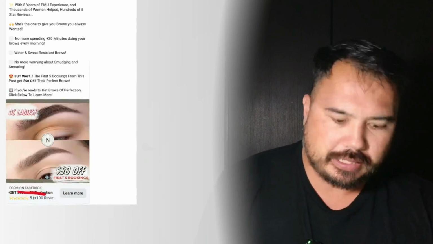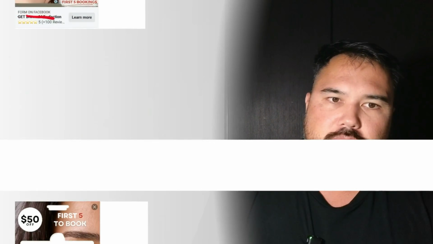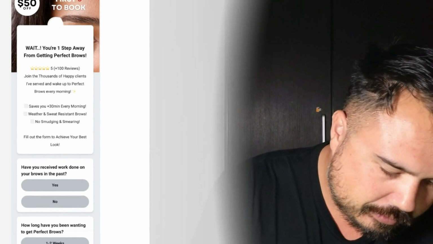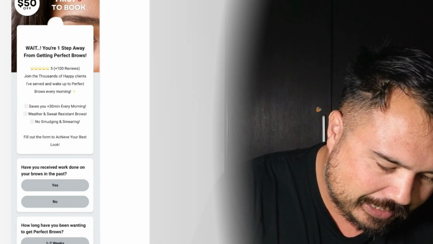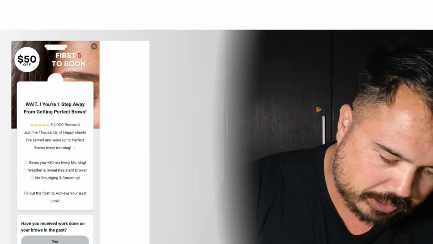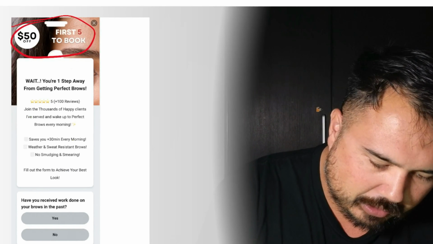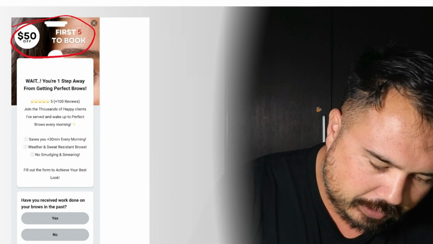So let's look at the lead form. Obviously, where we send the traffic is almost as important as the ad itself. So this is fine. You've got the right idea here with the first 5 to book. You've got the right idea up here. I would just make it a little bit more readable. So like "$50 off first 5 to book."